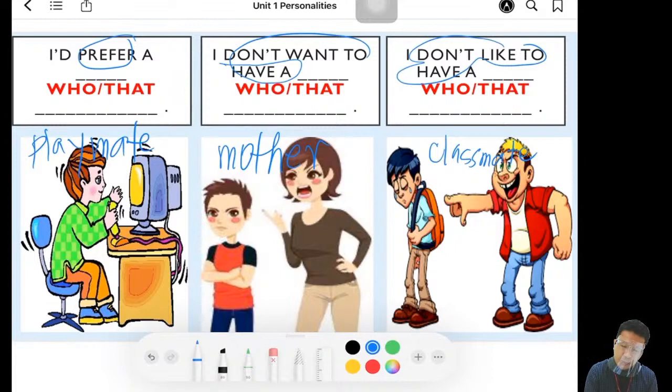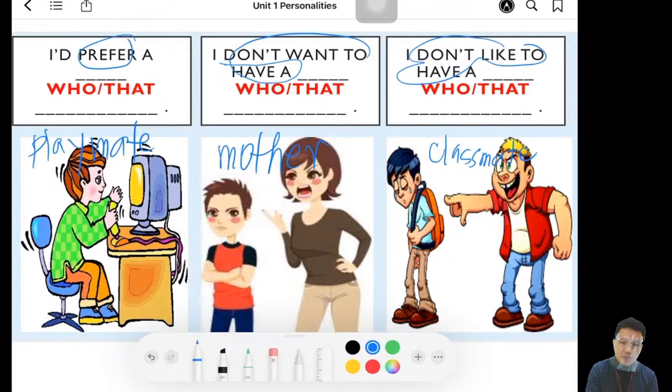Picture number 4, the mother is angry. And picture number 5, someone bullies another student in the school. So this is a form of bullying, and it's a big no-no in our school. You know that. Let's go back. You have here the pattern or the expression, I prefer a blank who or that blank.